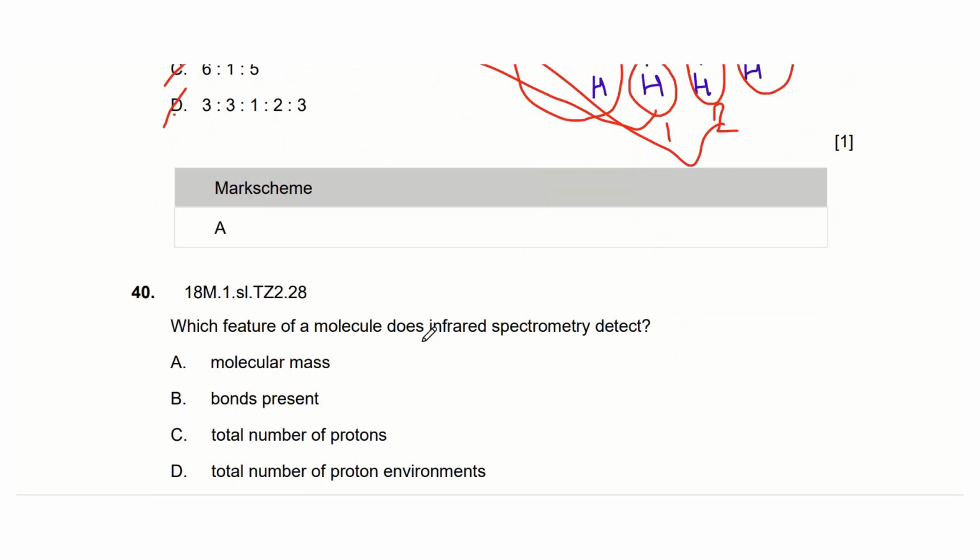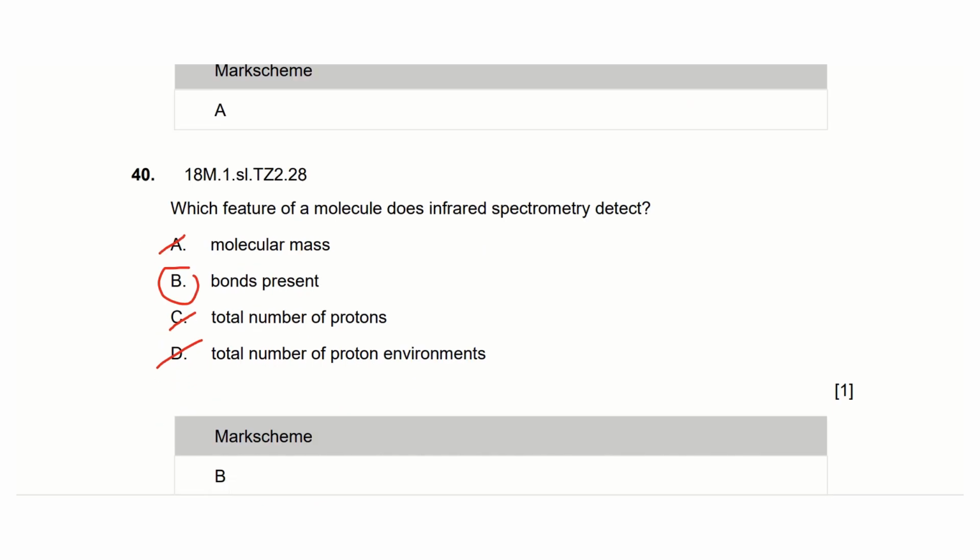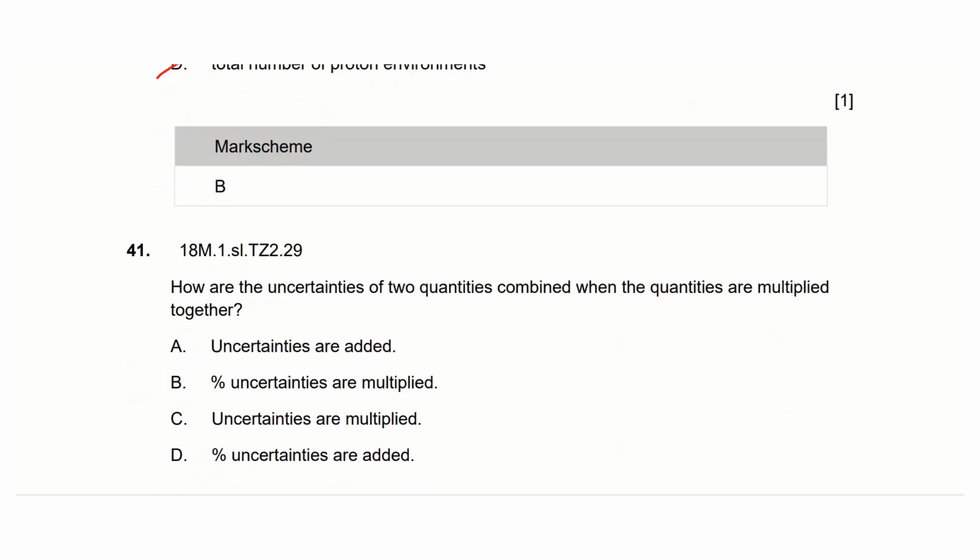Which feature of a molecule does infrared spectroscopy detect? It does not detect the molar mass. It does tell me about the bonds present. It doesn't tell me anything about the total number of protons or their environments. That's for the proton NMR. So then the only logical answer there is B.